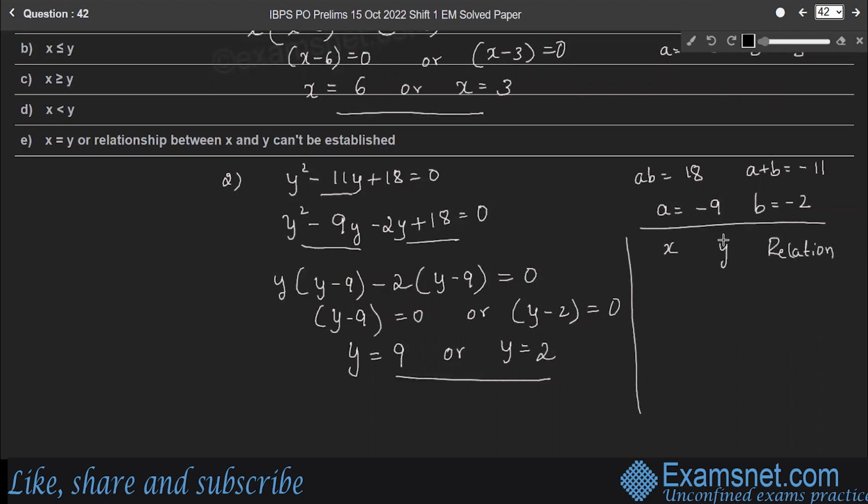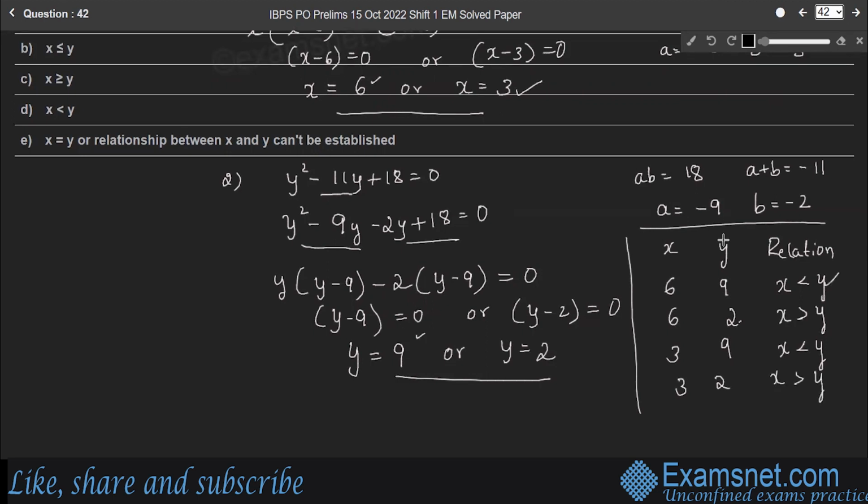If the value of x is 6 and y is 9, then x is less than y. If again x is 6 and y is 2, then x is greater than y. Now, if the value of x is 3 and y is 9, then x is less than y. Again, if x is 3 and y is 2, x is greater than y.